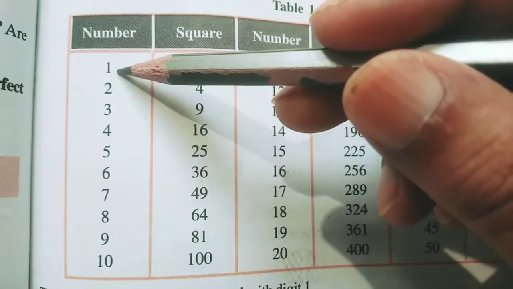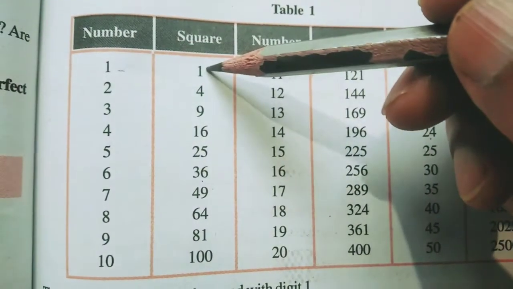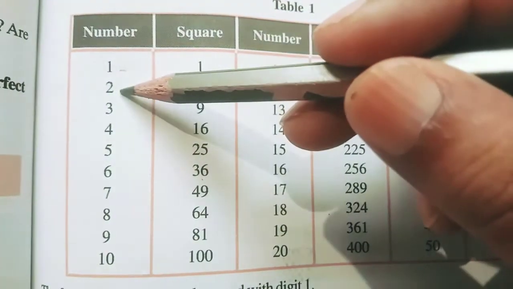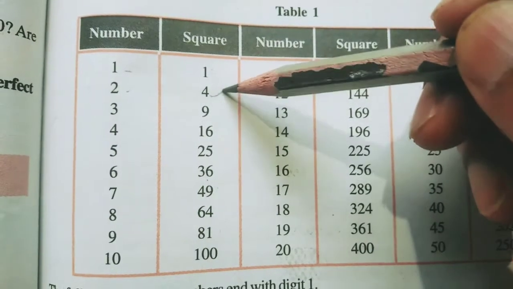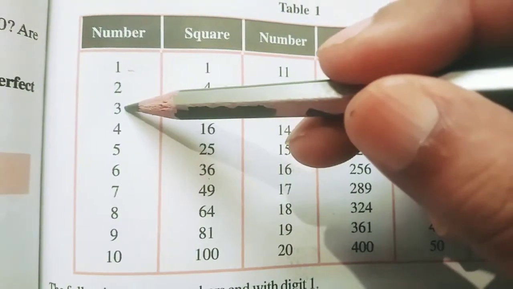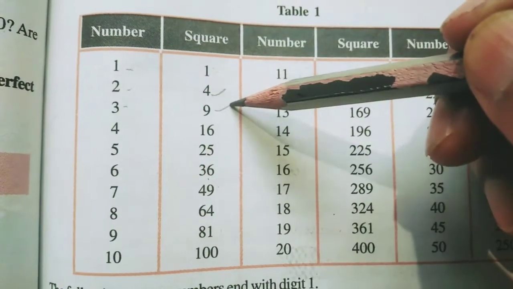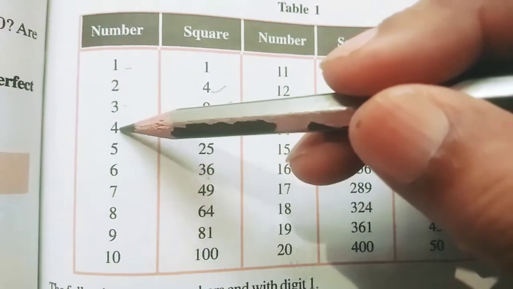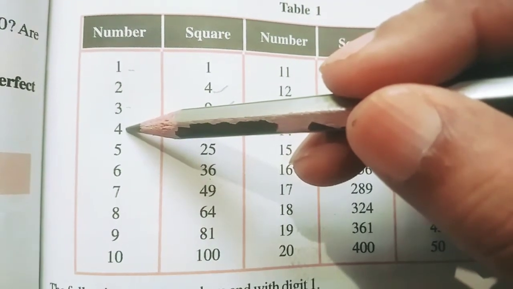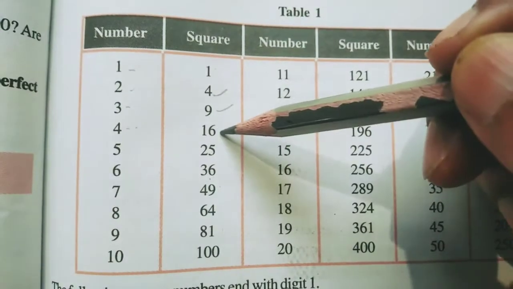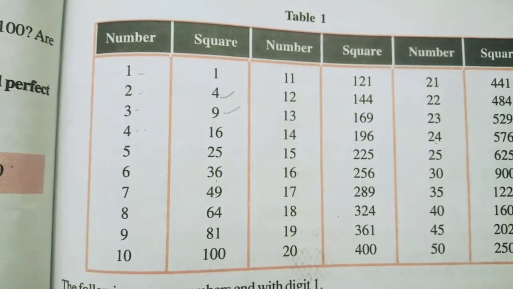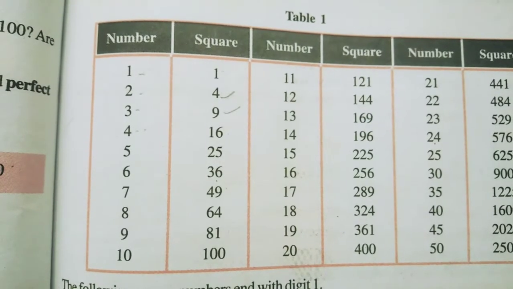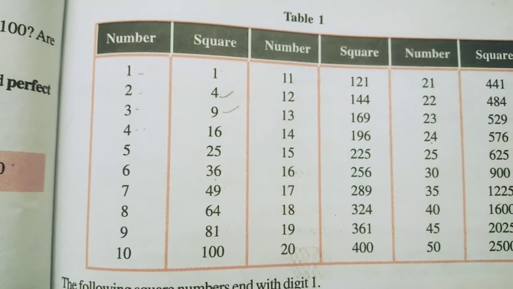See, 1 is an odd number, so when you square it, it is also an odd number. 2 is an even number, so when you square it, it is also an even number. 3 is an odd number. When you square it, it is also an odd number. 4 is an even number. When you square it, it will also be an even number. 16 is an even number. So the meaning is that odd numbers will have odd squares and even numbers will have even squares.